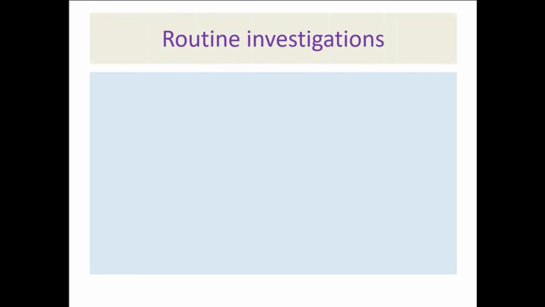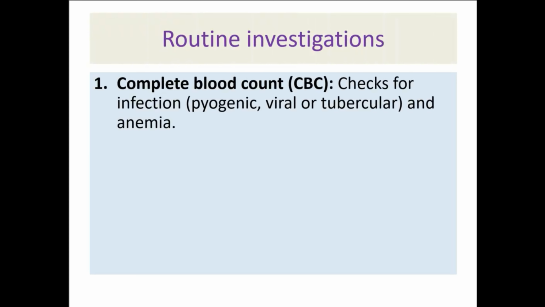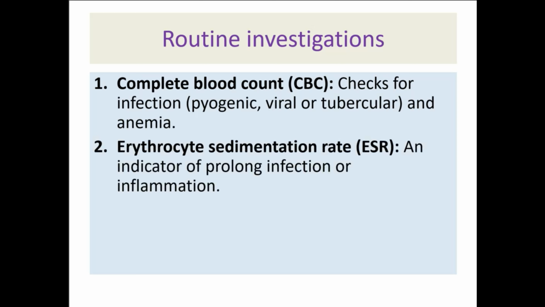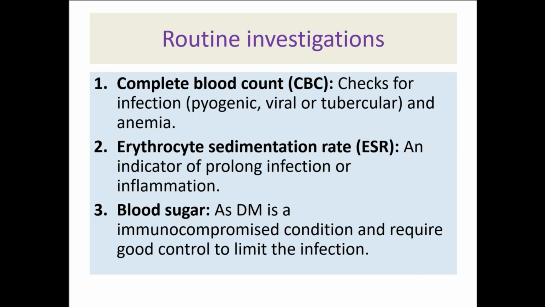Routine investigations. 1. Complete blood count, CBC, checks for infection, pyogenic, viral, or tubercular, and anemia. 2. Erythrocyte sedimentation rate, ESR, an indicator of prolonged infection or inflammation. 3. Blood sugar, as DM is an immunocompromised condition and requires good control to limit the infection.